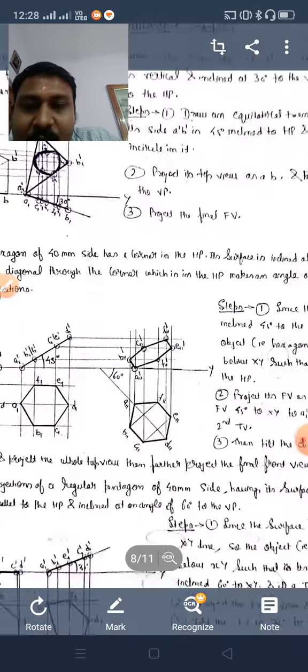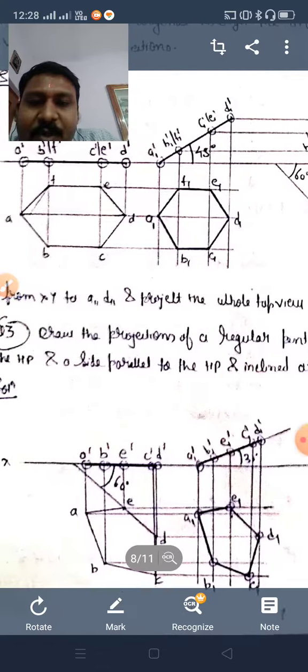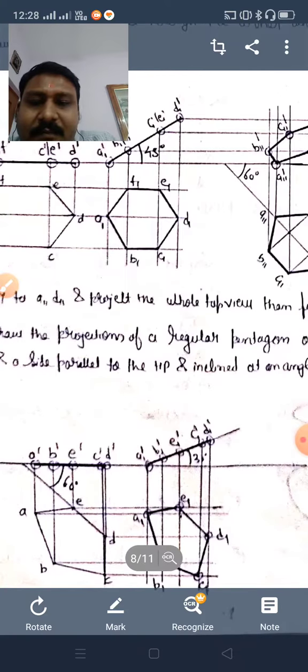See, it is drawn over here. Since the position of the pentagon is not given, you can directly incline the side inclination, the second inclination given, and draw it in the first position. That's it. This is the simple clue. Okay.